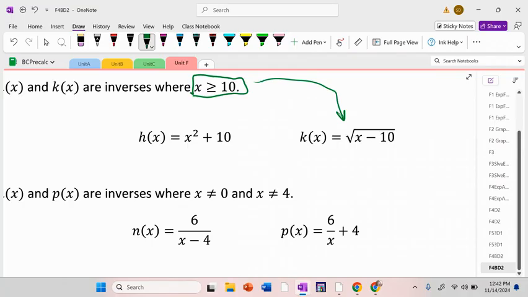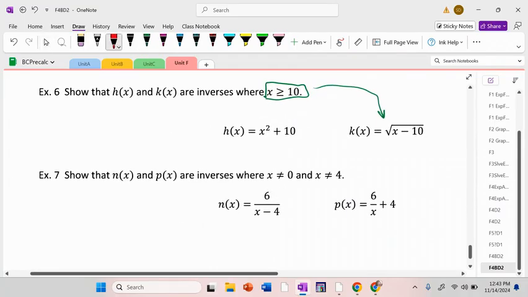But don't worry about it. It's not what this question's about. The question is about proving. So you've got to do this algebra.